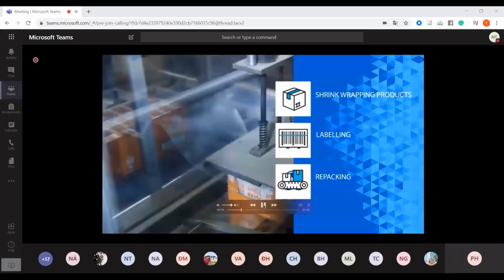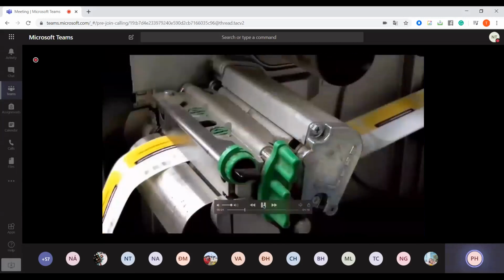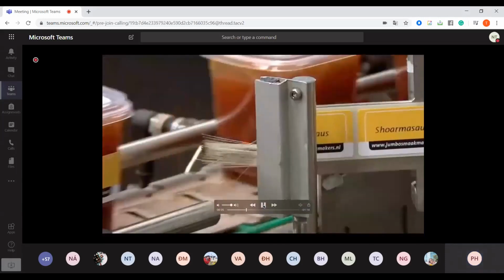So you see, this is the wrapping of products. And then this is labeling. Refinishing, repackaging.